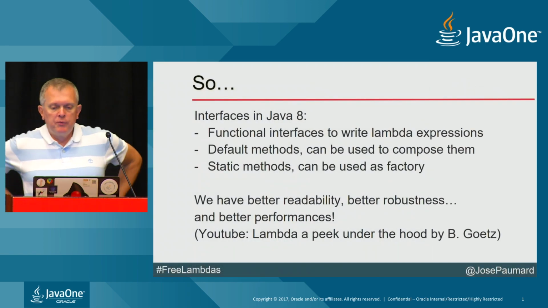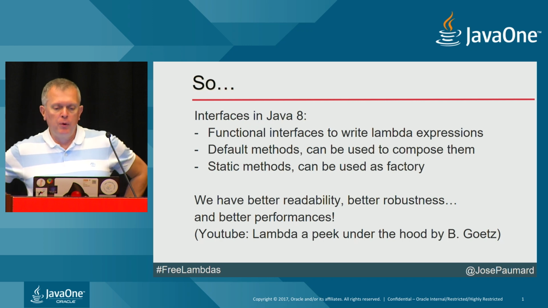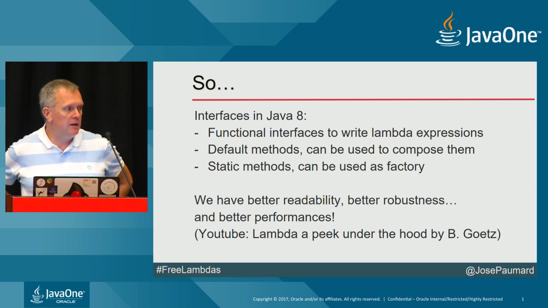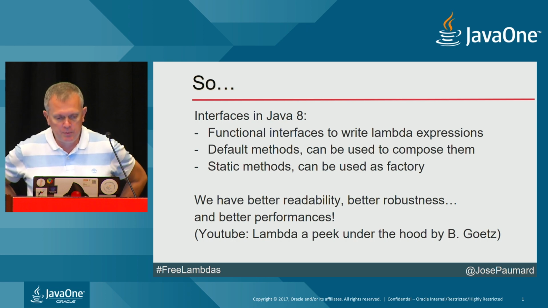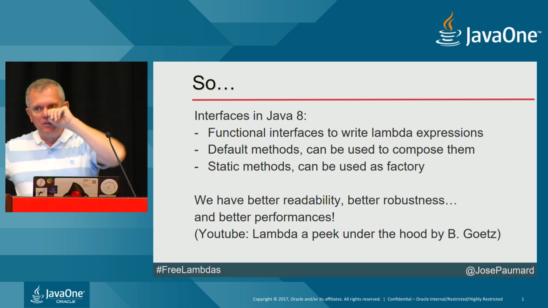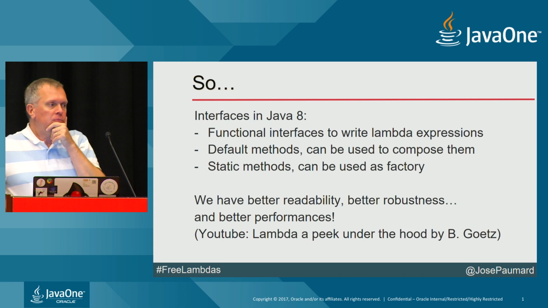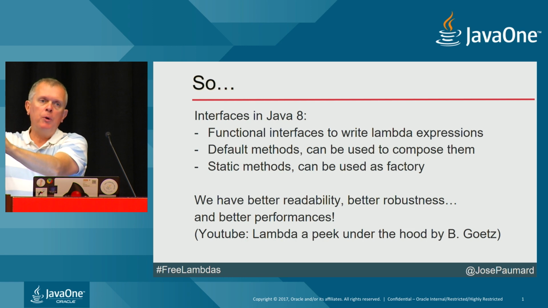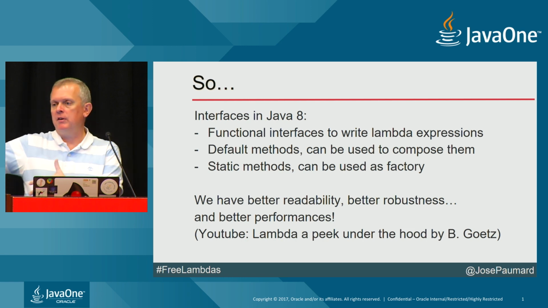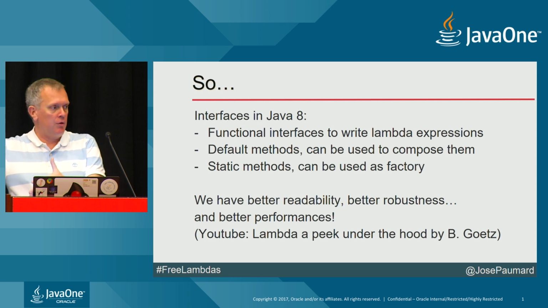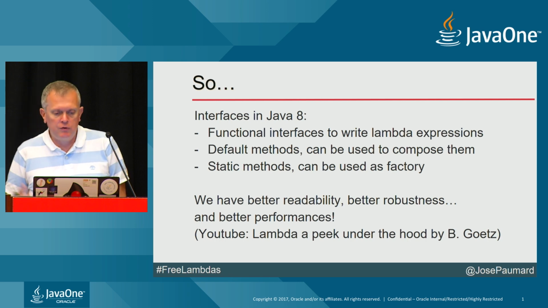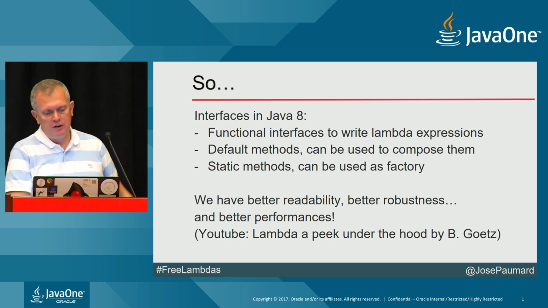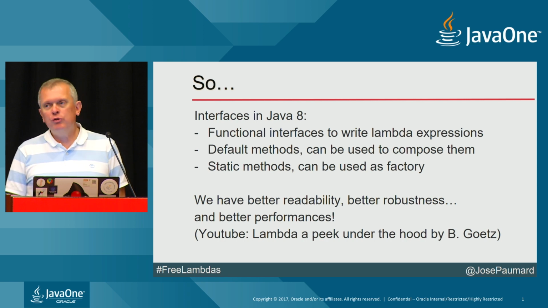So we've got functional interfaces to write lambda expressions. We have default methods to compose them. We also have static method that can be used as factories, and we're going to see that on further examples. The idea is to give our code better readability, essentially because we are moving some part of the technical code, especially the null pointer handling, to the API instead of having that code inside our application code. So this leads to better readability and also better robustness, because we can check for all the exceptions inside our code. And it also gives better performances.